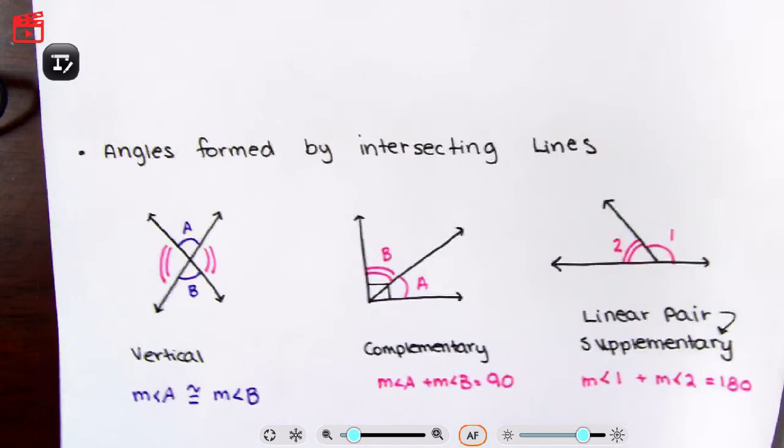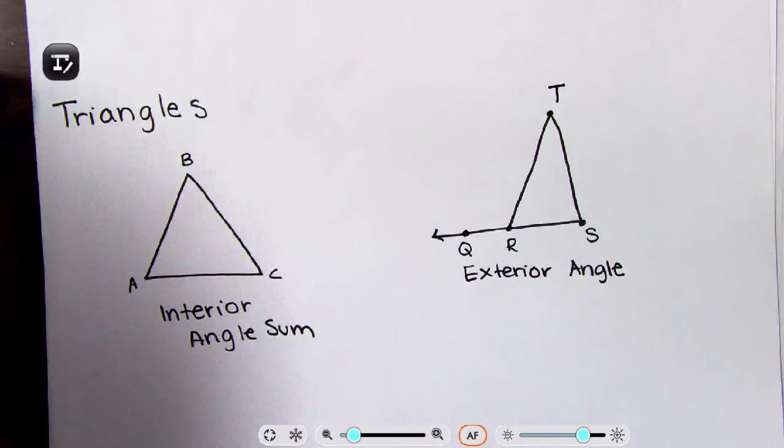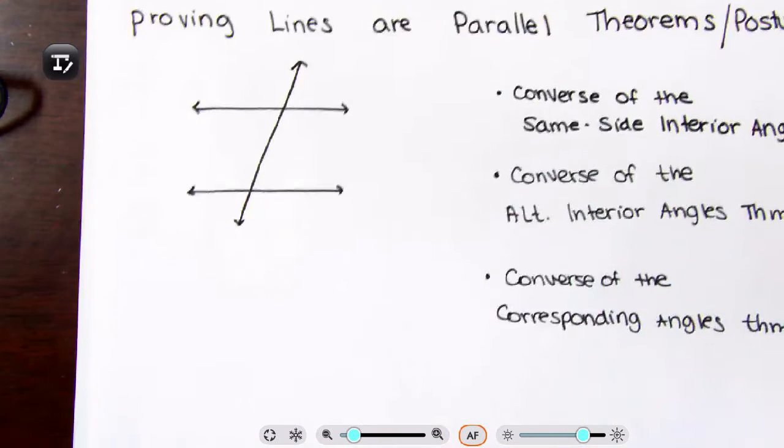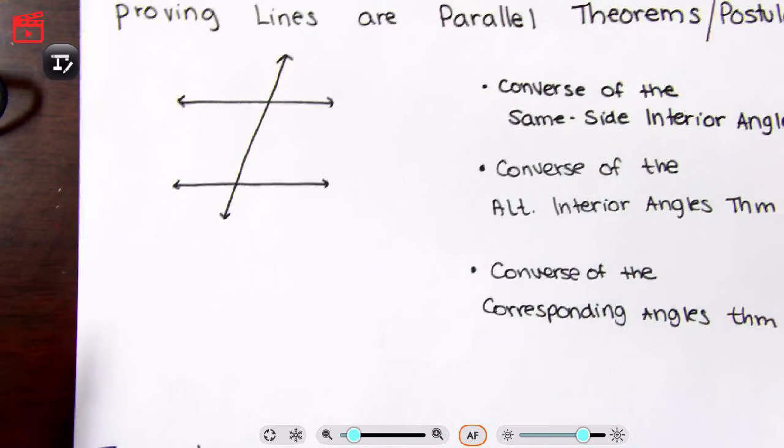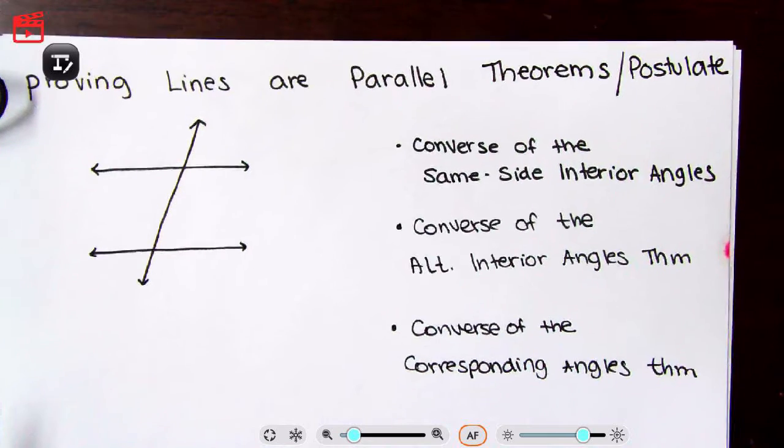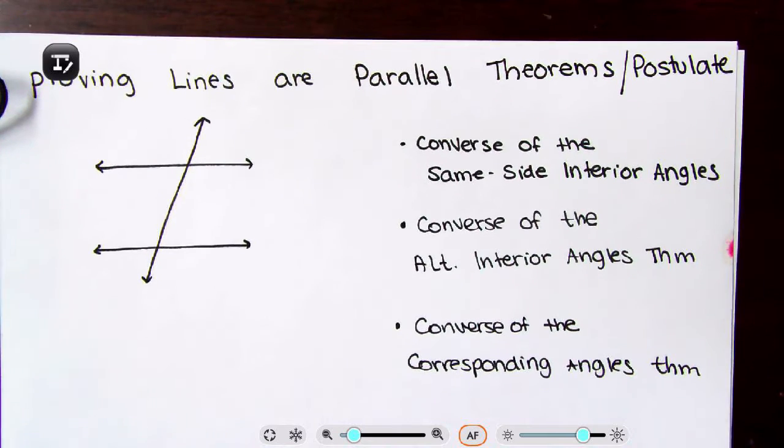Moving on, in addition to our parallel lines cut by a transversal, we need to prove that lines are parallel, not only given that they are parallel, but prove that the lines are parallel.